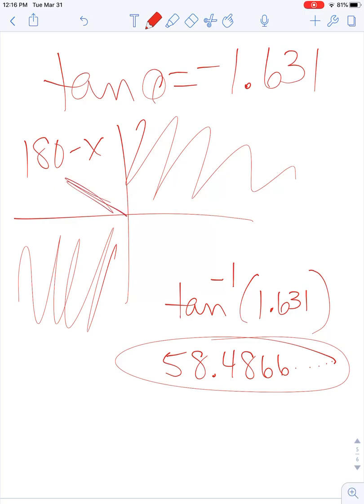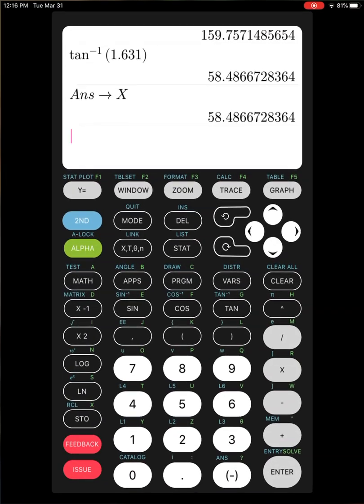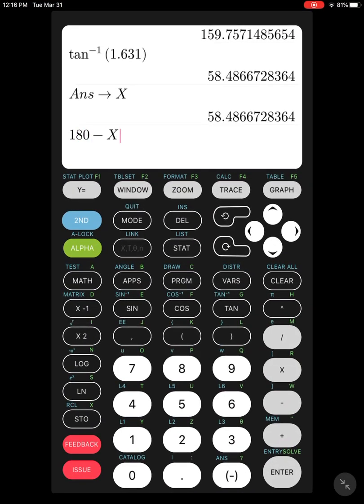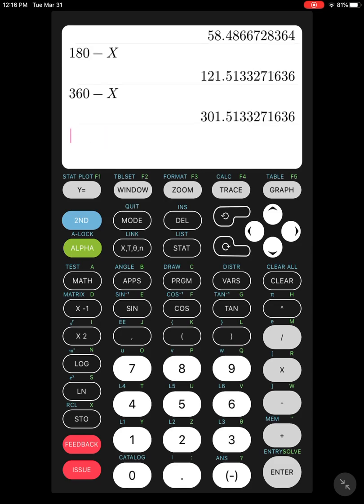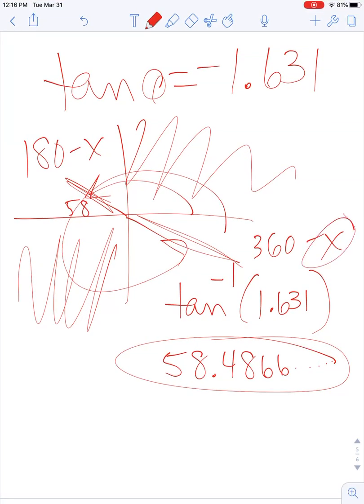Here's my reference angle of 58 point something. I'm not going to get all the way to 180. I'm going to be shorter than that. I'm not going to get all the way to 360. I'm going to be shorter than that. So here I'm going to subtract. So I'm going to go 180 minus x. There's one answer. And I'm going to go 360 minus x. There's the other answer. And so then I can quickly get those answers if I store them in for x. So what did I say? 360 minus x.